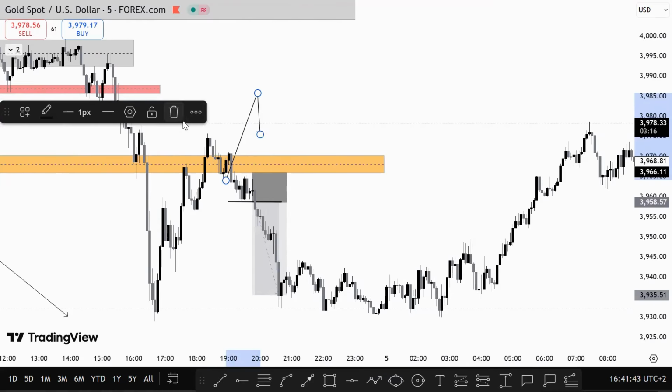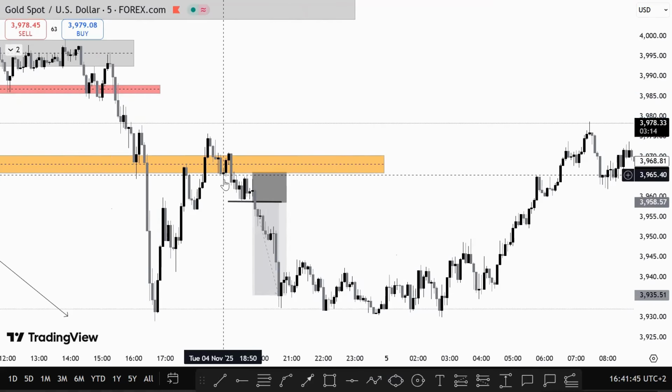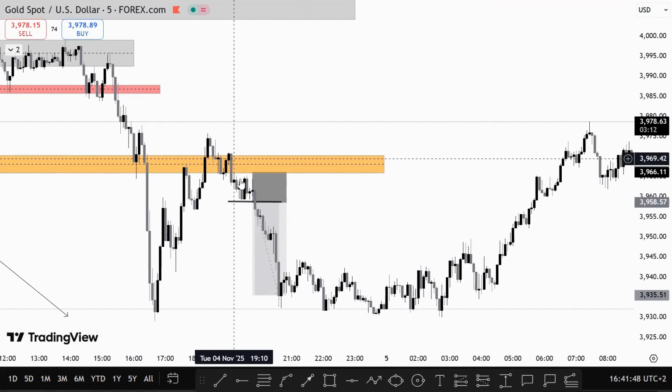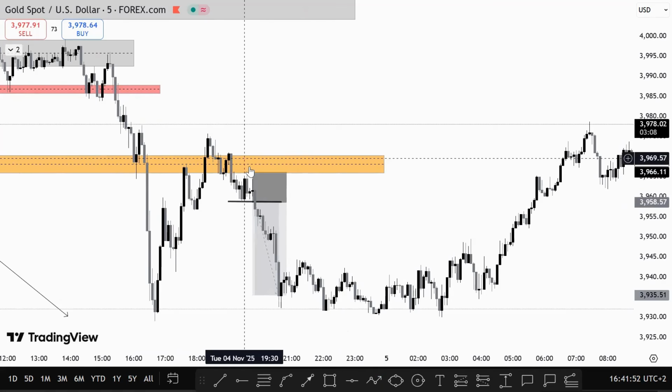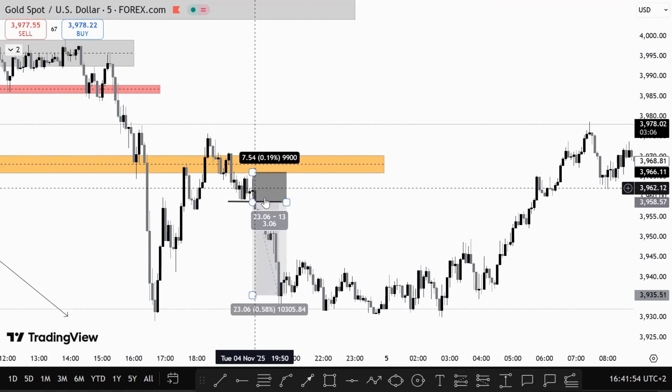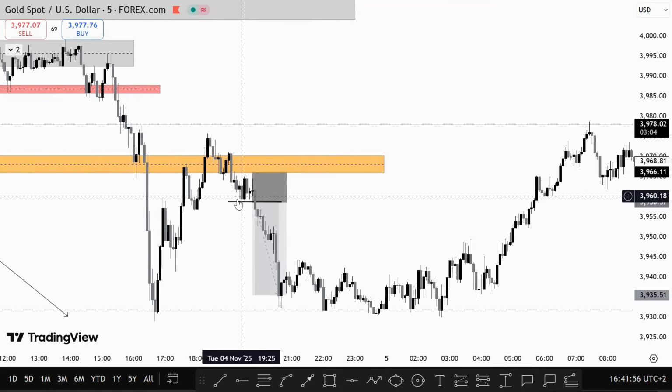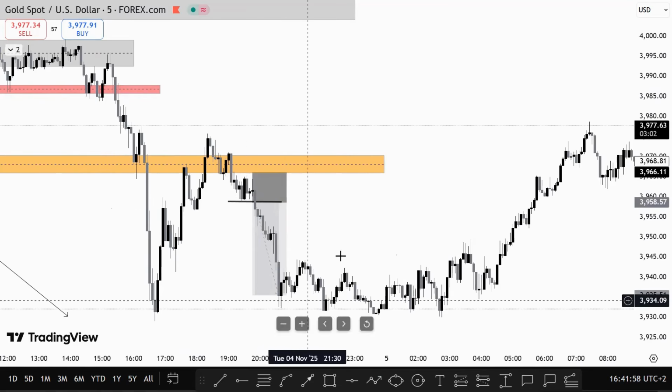So we had that market structure shift happening, a higher low and a lower high. Price went to the downside, created a lower low, and then I expected price to go and correct on a smaller time frame. And this was on the 5 minute.